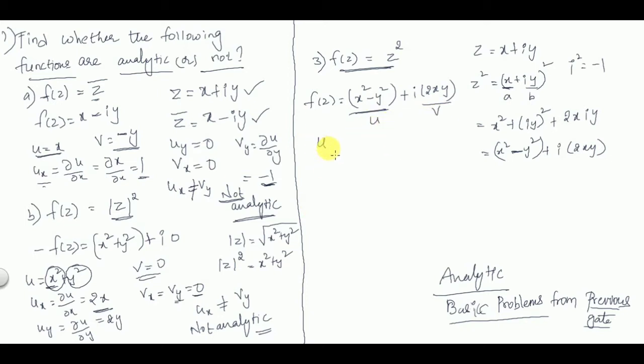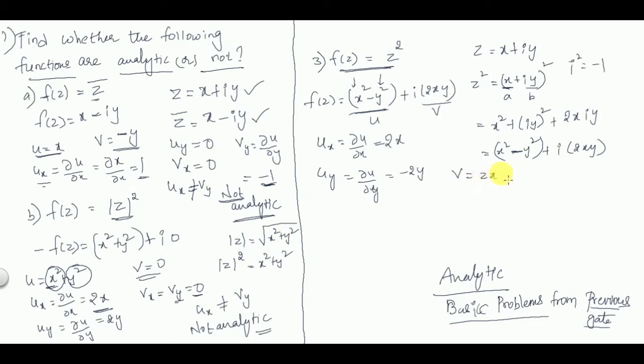Right, so what is ux? ux is dou u by dou x, that is differentiating u with respect to x, you will get 2x. Okay, so only this term. So this y is a constant, so this becomes 0. Similarly, when you differentiate with respect to y, x becomes constant, so it will be minus 2y.